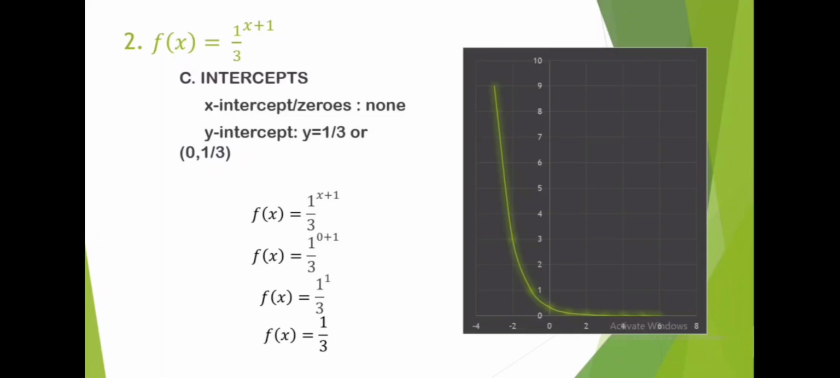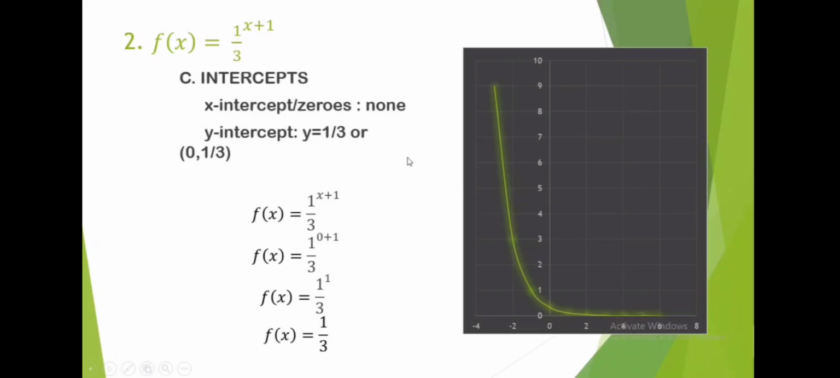Let us have intercepts. So as for the x-intercept and zeros, it is none since our graph did not cross the x-axis. It is just approaching our x-axis, but it did not actually cross it. Therefore, we have no x-intercept.